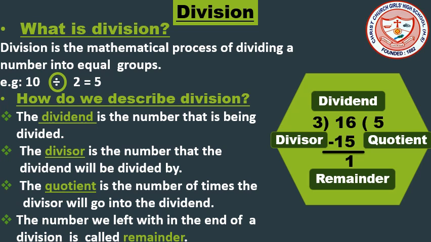Let's suppose we are going to divide number 10 into two equal groups. So how can we write that? Yes, we can write it like 10 divided by 2 and it gives us 5. So girls, this sign is called division sign.